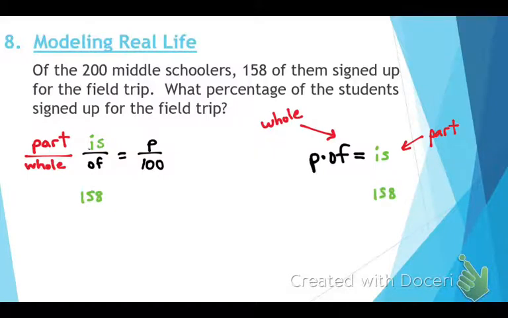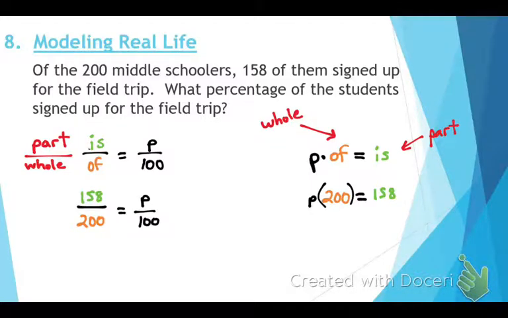All right, the next thing we can plug in is the whole. How many total middle schoolers are there? 200. There are 200. So we are going to plug in 200 for the of. All right, do we know our percentage? No. Not yet, okay? So we're going to keep it as equals p over 100, and we're going to multiply it times the p. Now I want you guys to solve for p.